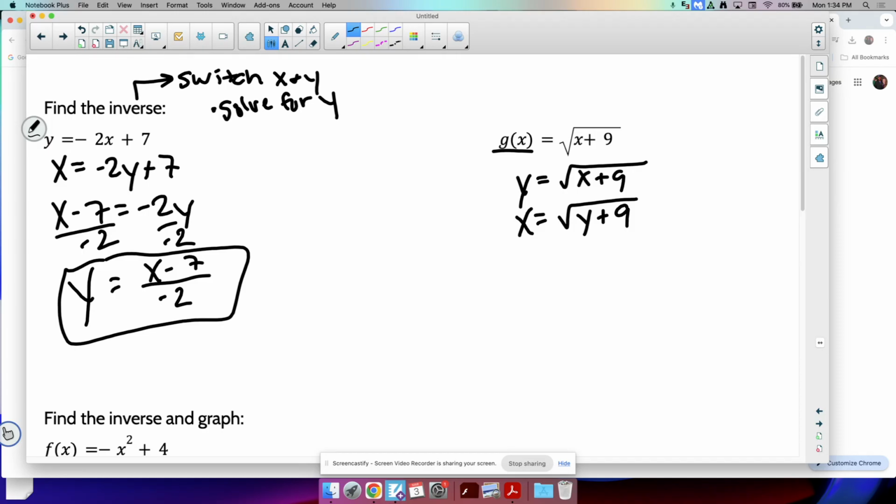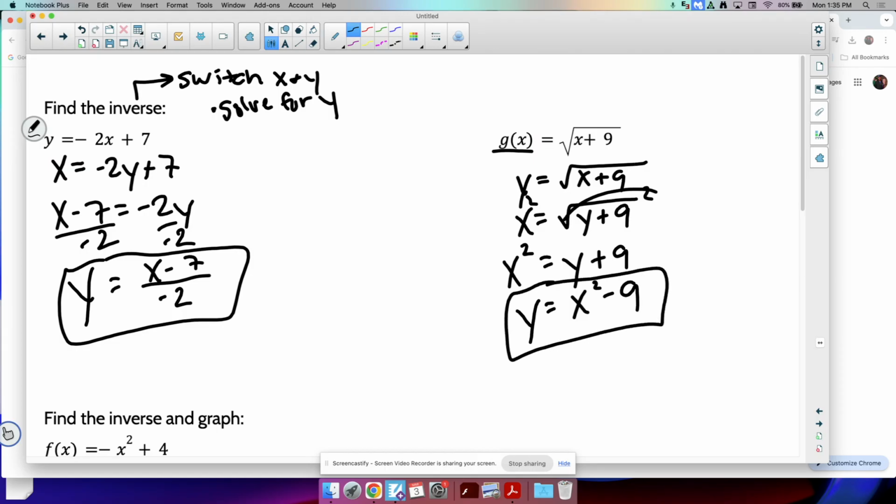For this one, do we have to undo the square root or the 9 first? Square root. How do you undo a square root? Square both sides. Last step to get y by itself. Yeah, you minus your 9. So inverse just means your x and your y have switched. We then solve it for y just because that's kind of what we're used to looking at.